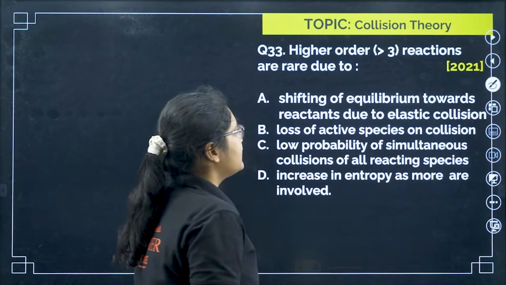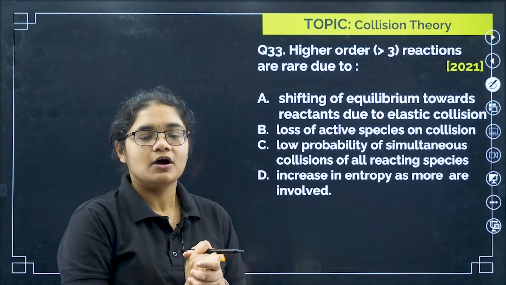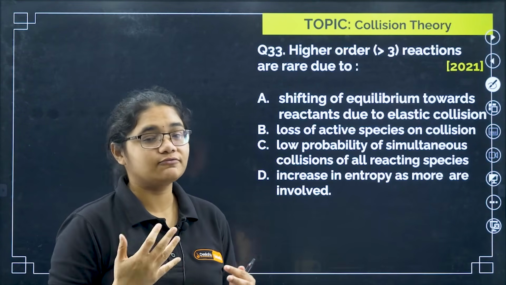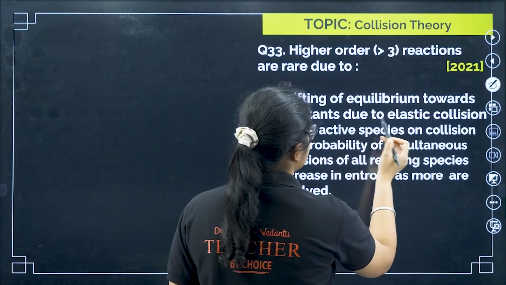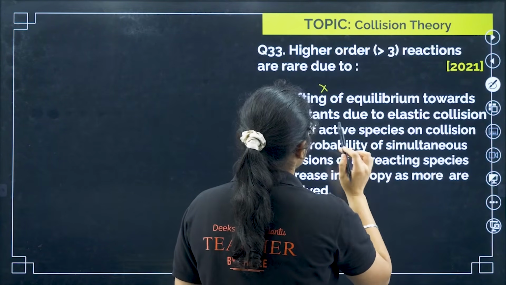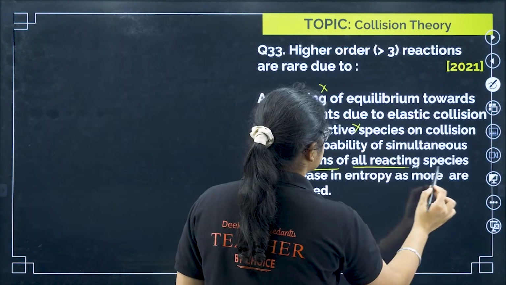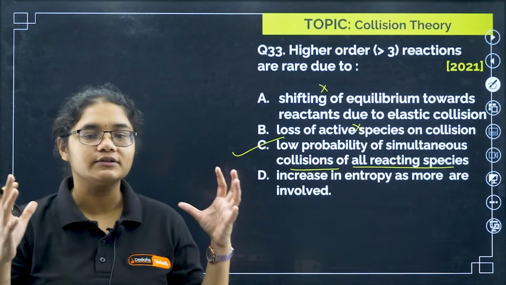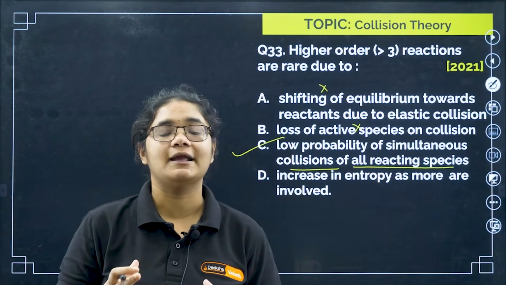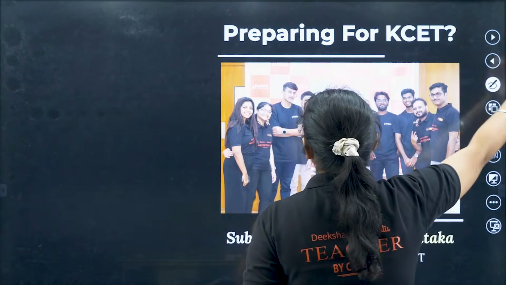Now next, higher order reactions are rare due to, so we know that proper orientation is possible only for 3 molecules. The shifting of equilibrium towards the reactions due to elastic collision, nothing like that. Loss of active species, no. Low probability of simultaneous collisions of all the reacting species, yes. For more than 3 particles, all the species should collide at the same time. The probability of this is very less, so option number C here.